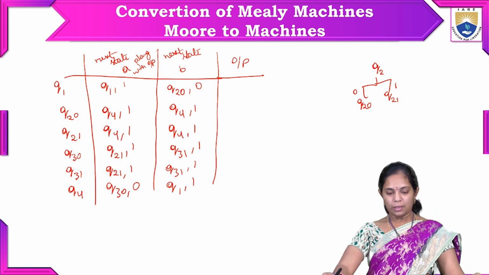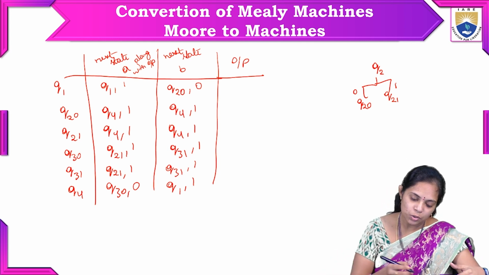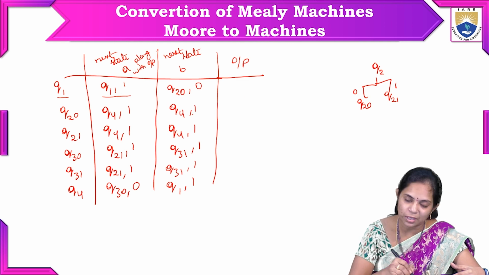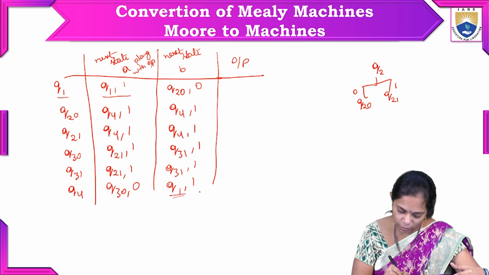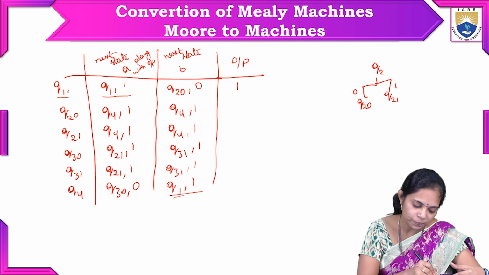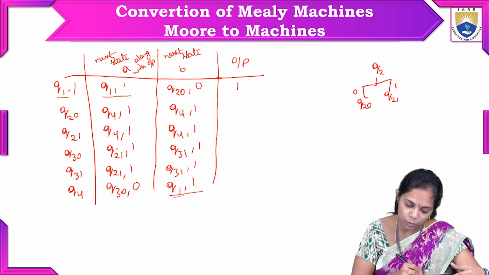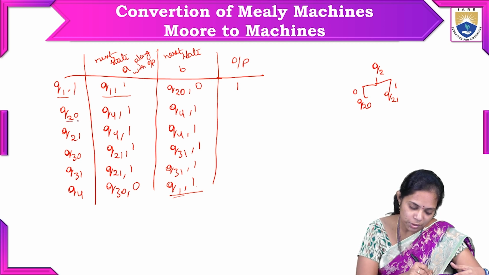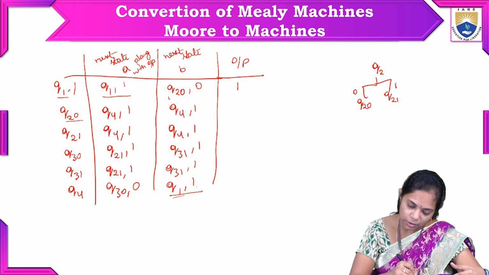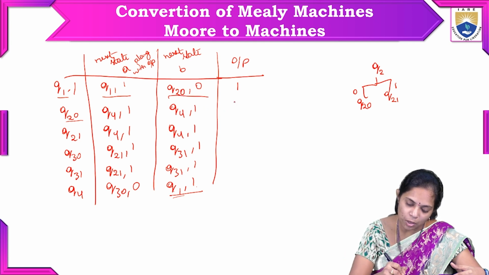So here it is the Moore machine. Now let's find out the outputs. Whatever the Q1 state is having as its output, every time we are getting 1 as an output. So 1 is the output for the Q1 state. And Q2 0: here Q2 0 is having 0 as an output.